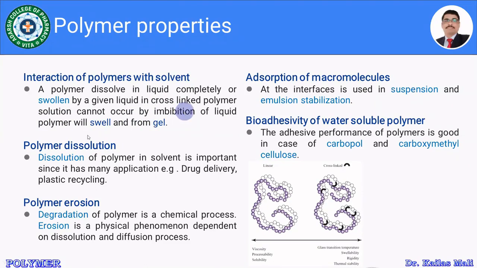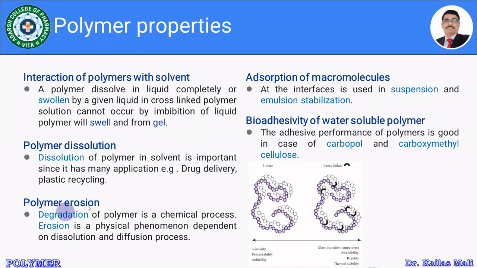The second property is polymer dissolution. Already we have discussed the concept of dissolution. The only thing is how the polymer is going to be dissolved in a given solvent, which is very important, and that will decide the release of a drug from the system, isn't it? So this property is helpful in designing certain controlled drug delivery systems.